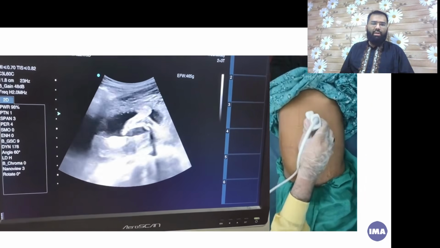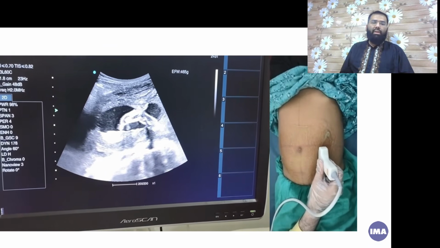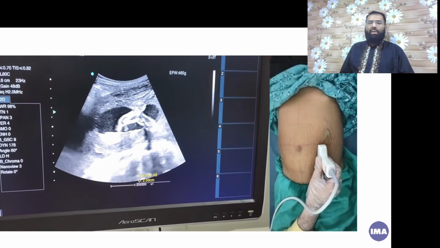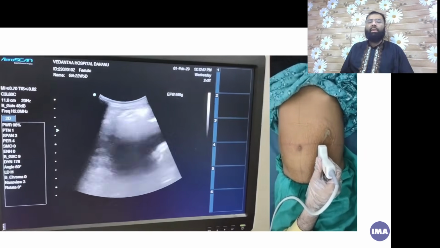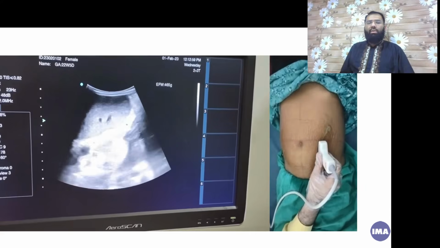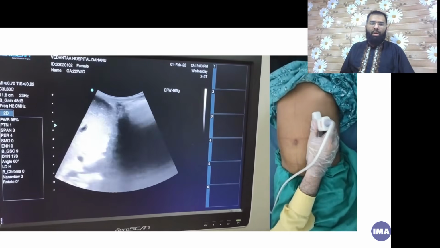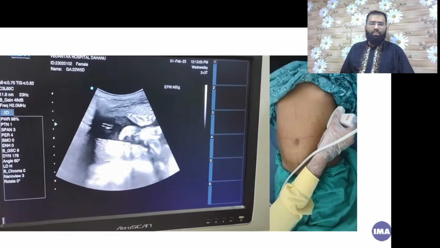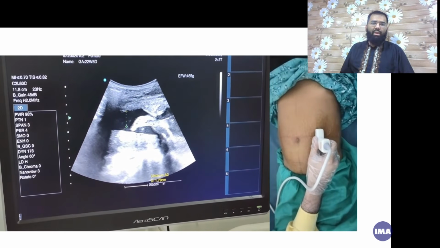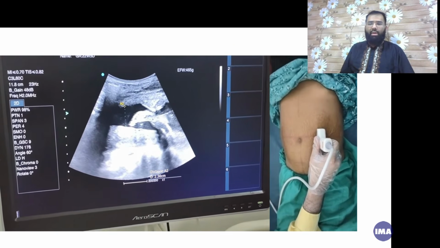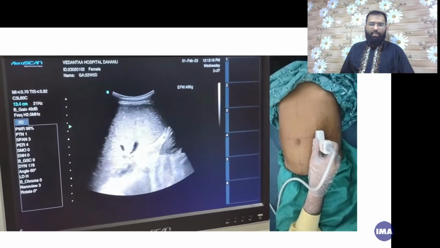Now you have to see it in the third quadrant. Very important: if a fetal part is there, you need not take that portion for AFI calculation. Fetal part or umbilical cord. You should take a pouch where you don't have either the fetal part or the umbilical cord, and that is where you have to measure the deepest length.